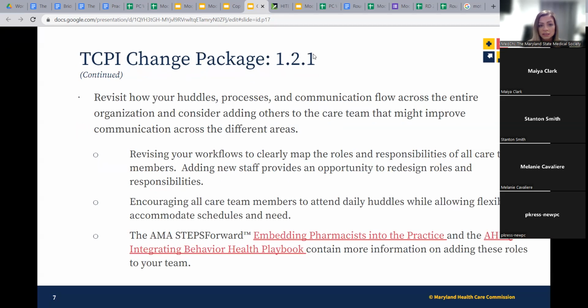Revisit huddles, processes, and communication flows, and consider adding to the care team to help improve communication. Revise workflows to clearly map the roles and responsibilities of the care team members. Add new staff if possible to redesign roles and responsibilities. And encourage all care team members to attend daily huddles with flexibility to accommodate their schedules. And we have included 2 links that contain more information on adding those roles to your team.